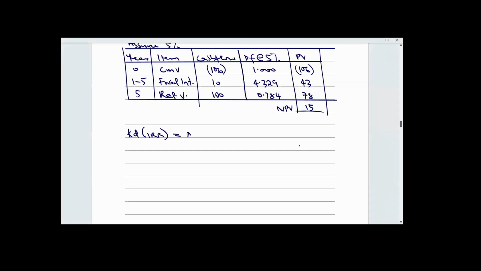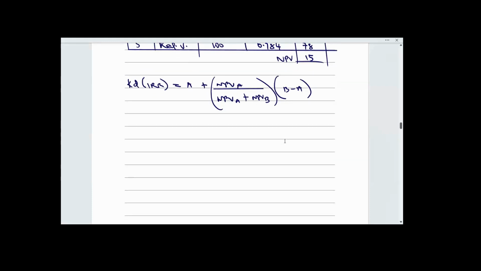So equal to A plus NPV of A over NPV of A plus NPV of higher discount rates minus lower discount rates. So we assume 5 and 10. 5% is lower. 5 plus NPV of the 5, 15, divided by 15 plus NPV of higher, 6. Higher discount rate of 10 minus lower discount rate of 5. Therefore, the cost of redeemable debenture is equal to 5 divided by 21.